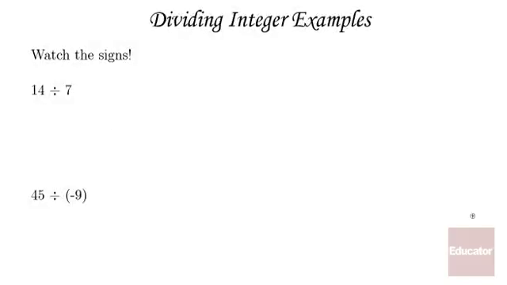Let's try some examples of dividing integers. Make sure to always watch the signs. 14 divided by 7 equals 2. So here we're dividing two positive numbers, so my answer is positive. 45 divided by negative 9. I'm dividing integers with opposite signs, so my answer is going to be negative. 45 divided by 9 is negative 5.